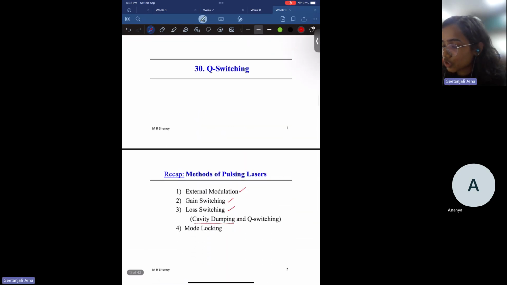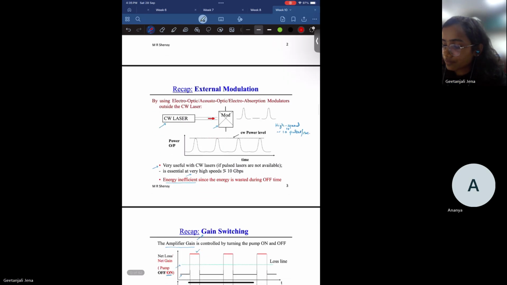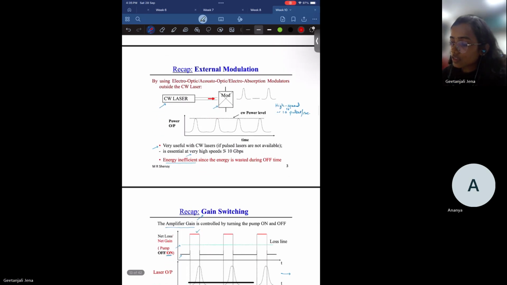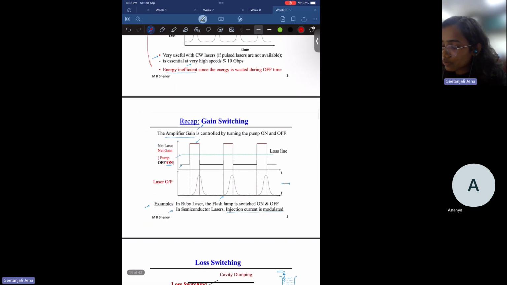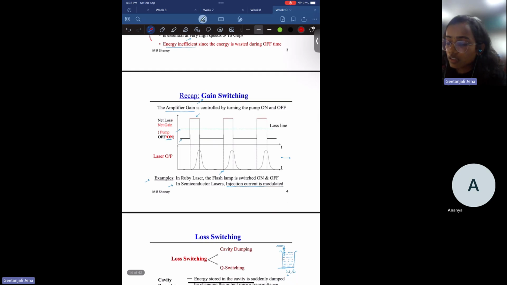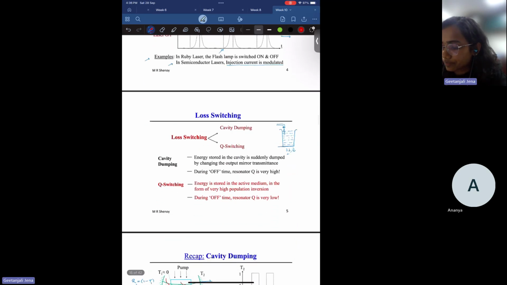So now we'll see what is Q switching. Okay. So we have covered external modulation, gain switching, and one of the methods of loss switching, which is cavity damping. So now let us see what is Q switching. These are some of the details that we have seen earlier, so let me not go through this. Gain switching we have also discussed: by switching the pump on and off, we can change the laser output and we can get a pulse laser.